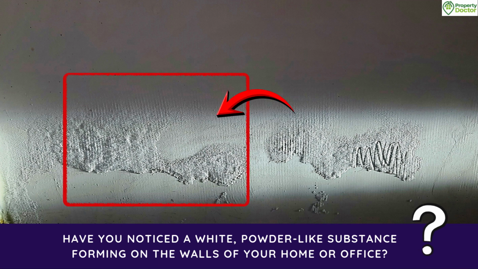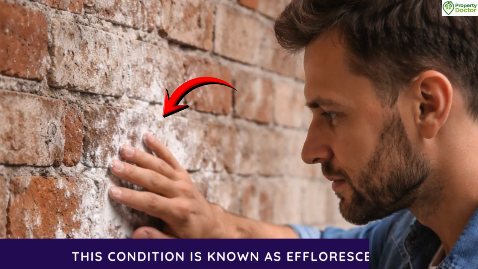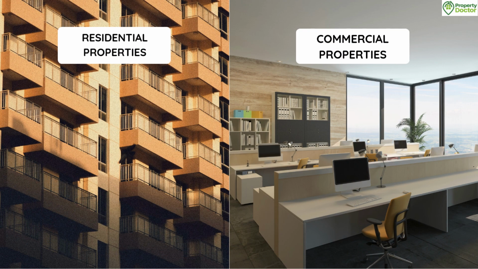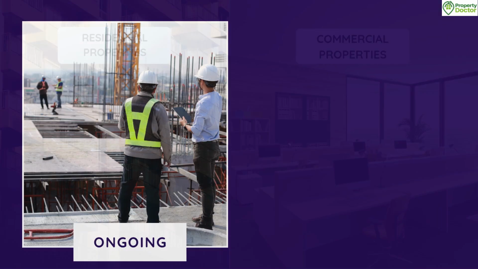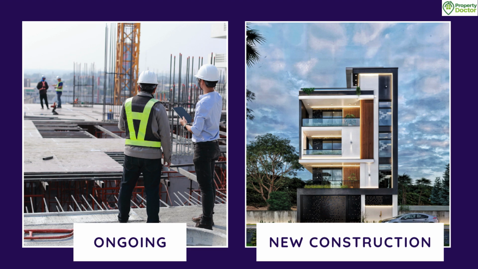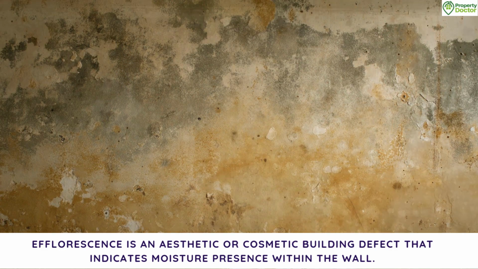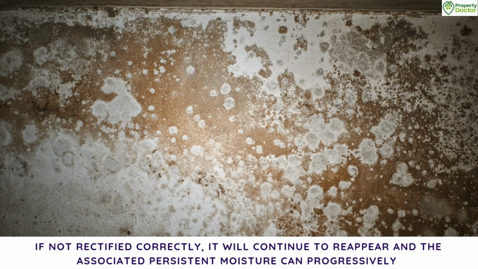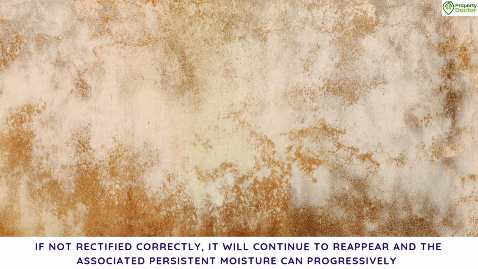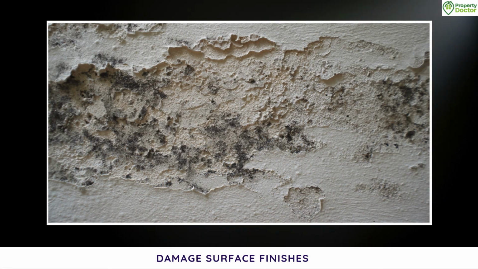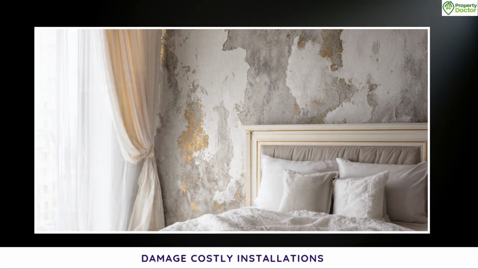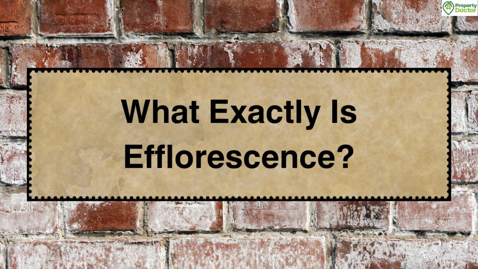Have you noticed a white, powder-like substance forming on the walls of your home or office? This condition is known as efflorescence, and it commonly affects both residential and commercial properties, including ongoing as well as new constructions. Efflorescence is an aesthetic or cosmetic building defect that indicates moisture presence within the wall. If not rectified correctly, it will continue to reappear, and the associated persistent moisture can progressively damage surface finishes and costly installations.